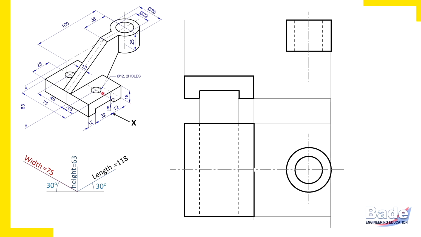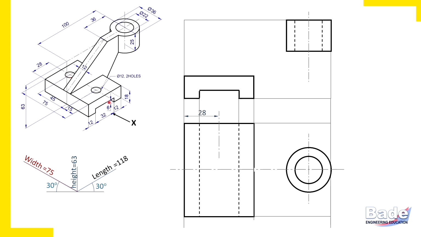Now there are 2 holes, circular edges of the hole. Circular opening of these 2 holes appear in the top view. So let's locate center first. 28 millimeters, parallel to length. In the top view, length is horizontal. So from left side, parallel to length, you measure 28 millimeters and draw the center line for the circular hole.